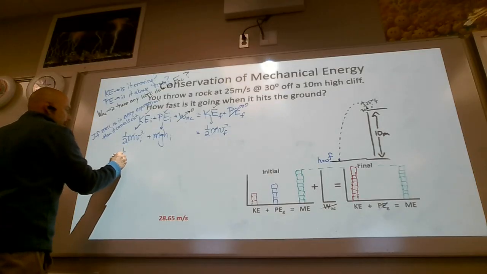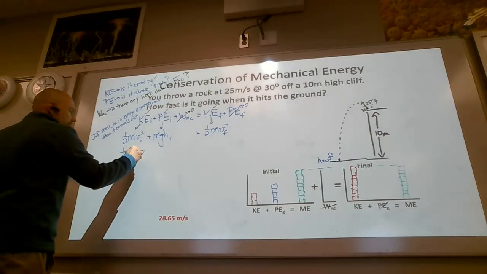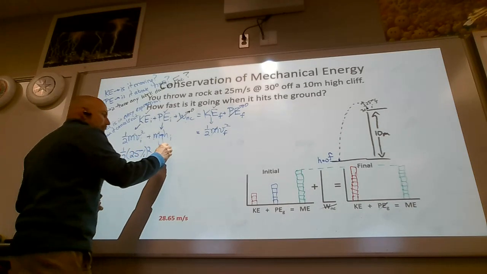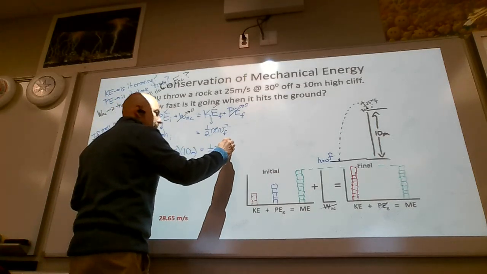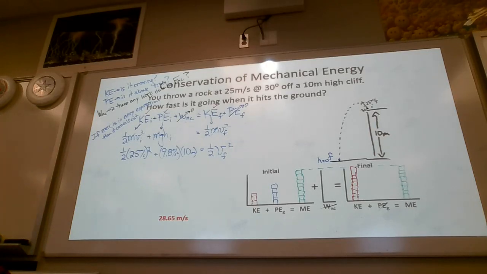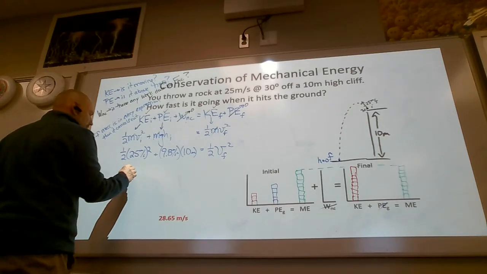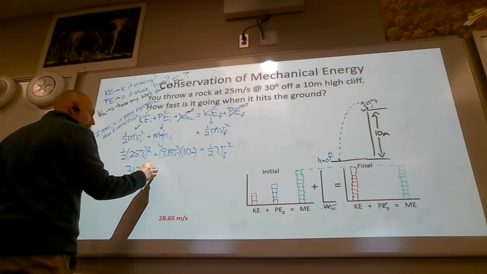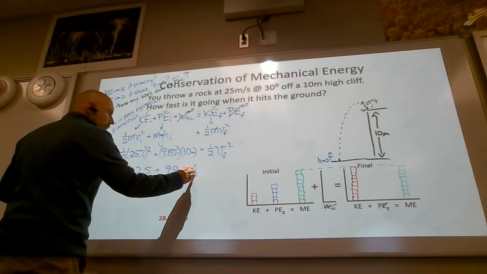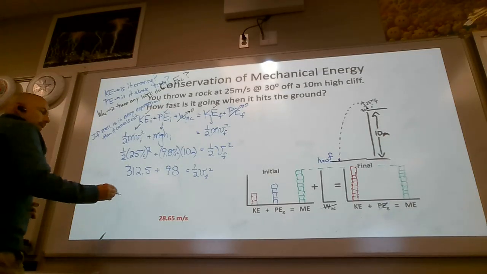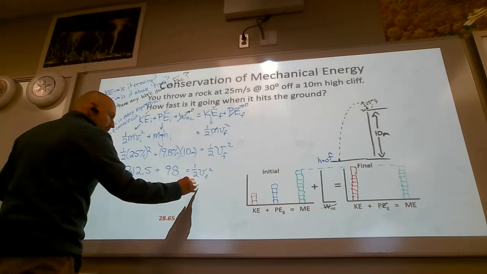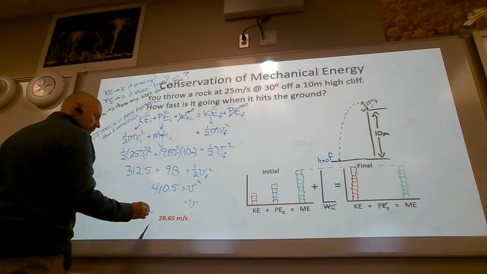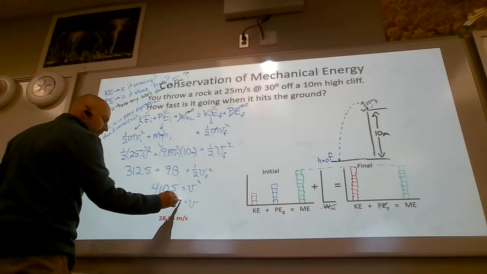And so I get 1/2. I'm going to plug in numbers here. 1/2, 25 meters per second, squared, plus 9.8 meters per second squared times height of 10 is equal to 1/2 final speed squared. Okay, so 25 squared times 0.5 is 312.5 plus 98 is equal to 1/2 mass times speed squared. This equals 410.5, and this is equal to 28.65 meters per second.